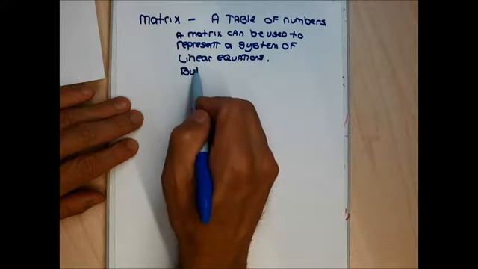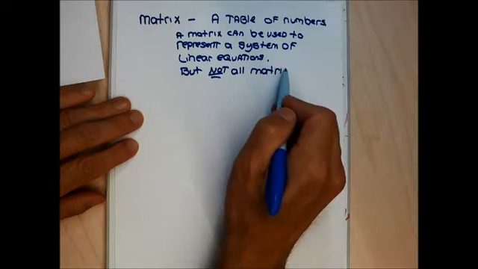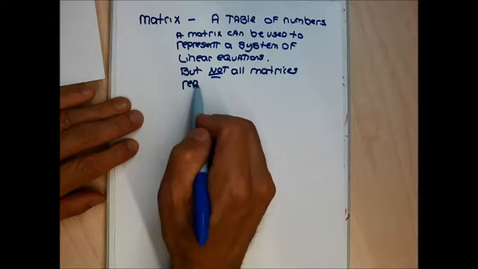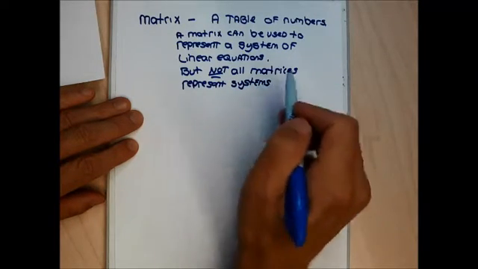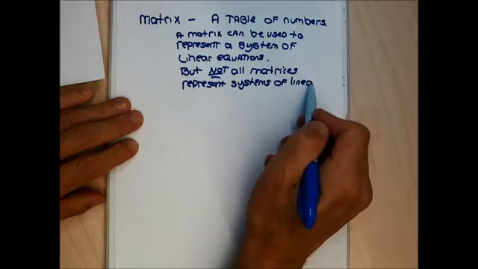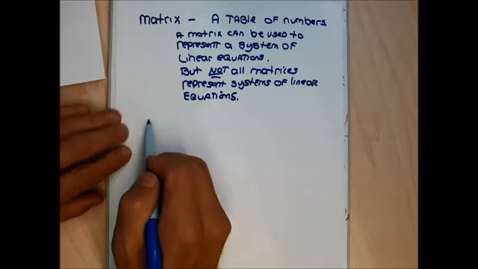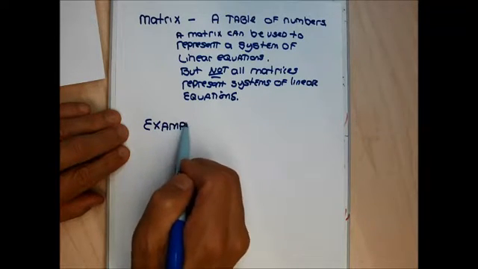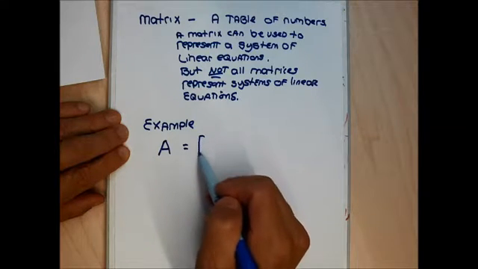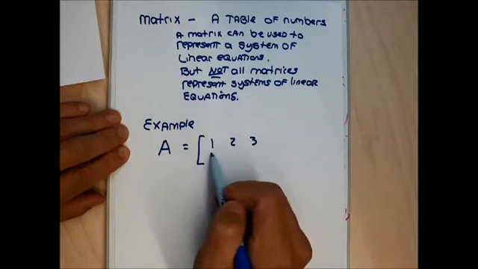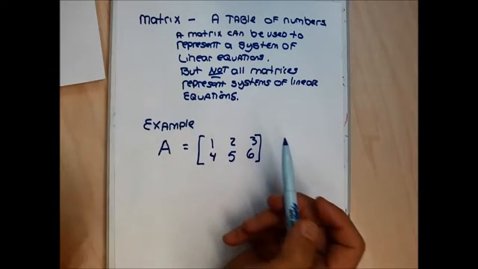But not all matrices, that's the plural of matrix, represent systems of linear equations. Let me just write an example of a couple matrices. Usually, matrices are defined with capital letter names, so I'm going to create a matrix and call it matrix A, and usually we put a matrix in rectangular brackets.